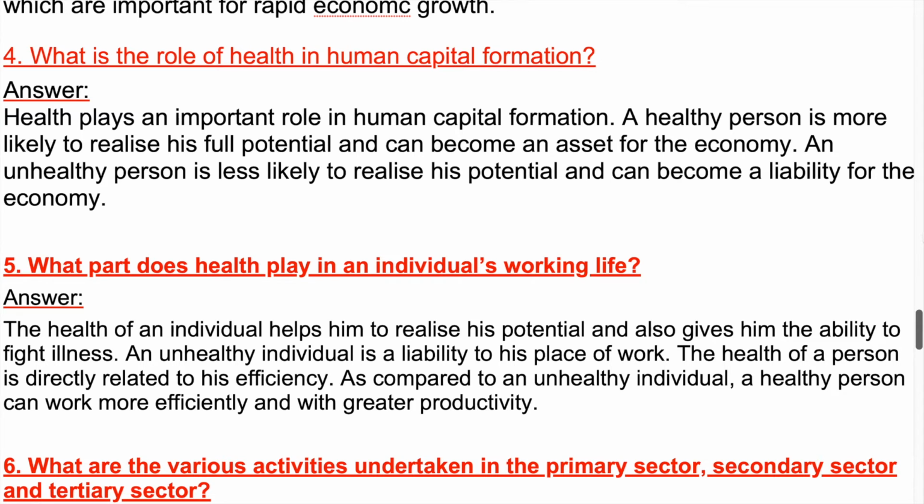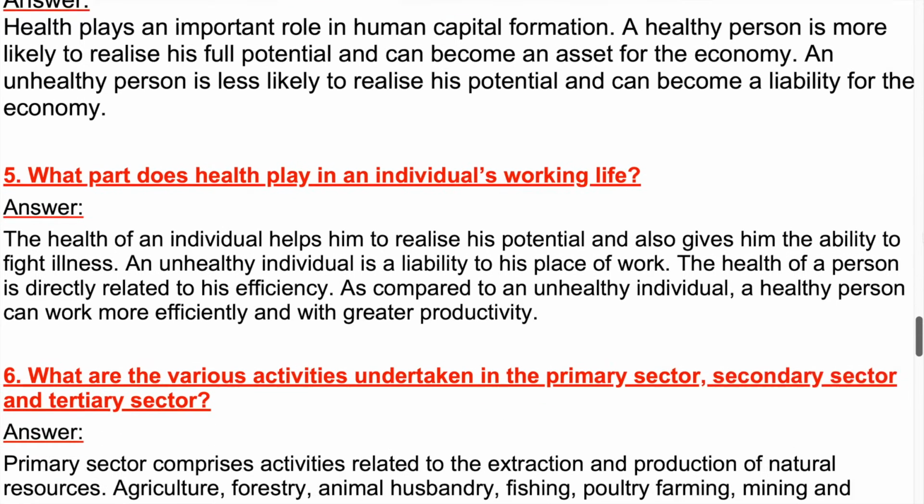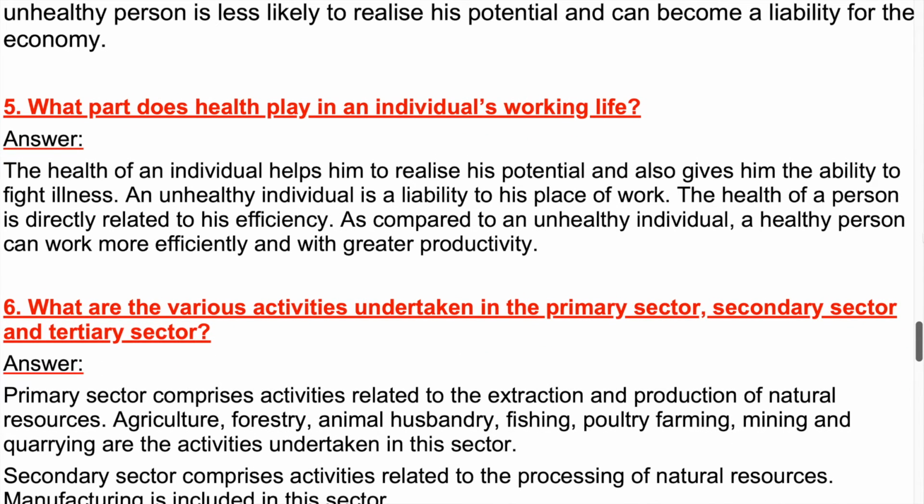5. What part does health play in an individual's working life? Answer. The health of an individual helps him to realize his potential and also gives him the ability to fight illness. An unhealthy individual is a liability to his place of work. The health of a person is directly related to his efficiency. As compared to an unhealthy individual, a healthy person can work more efficiently and with greater productivity.